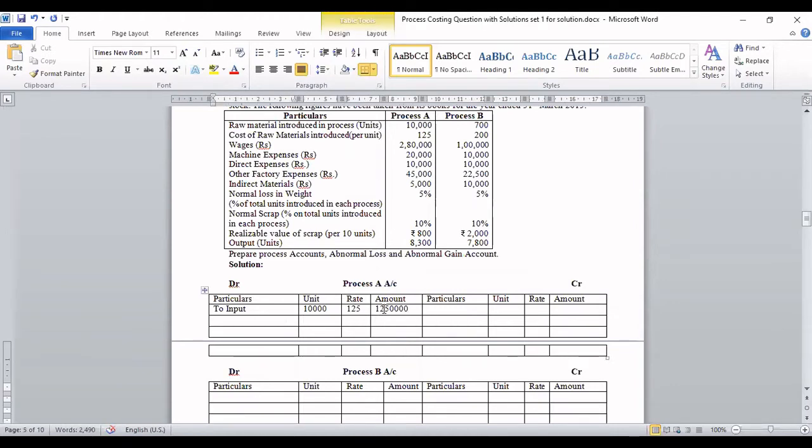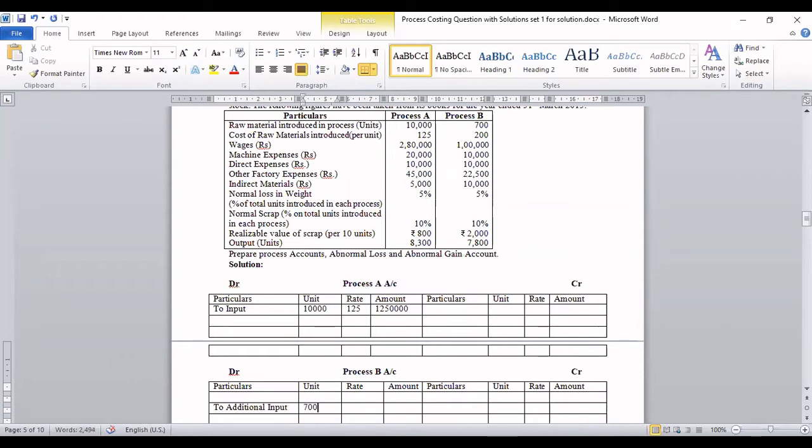Okay. Then, bacha, for process B also we can pass. We can record input. Yes or no? See, for process B also the input is given. Yes, sir. So this will be called additional input. Okay, beta? Because my main input is going to come from process A for B. So here we'll write additional input.